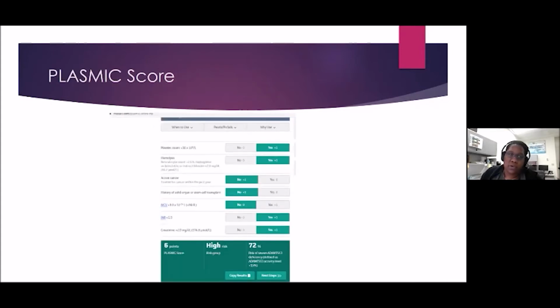I know this is hard to see, but for this patient, I put in her parameters to get her PLASMIC score. And she came up with a PLASMIC score of 6, which is high risk. And this correlates to a 72% chance of having a severe ADAMTS13 deficiency.